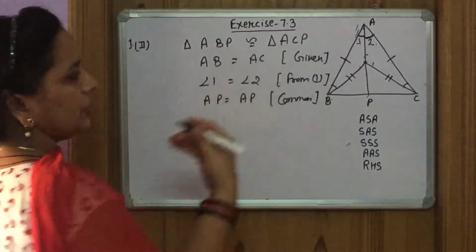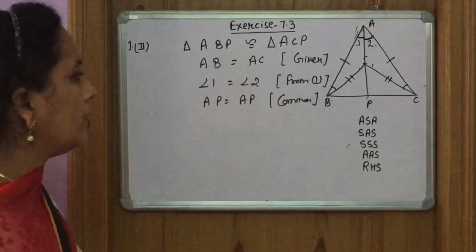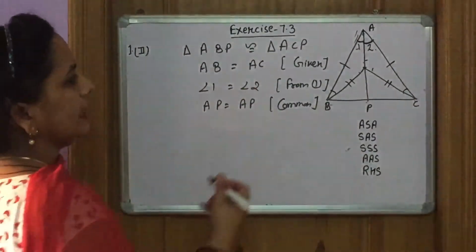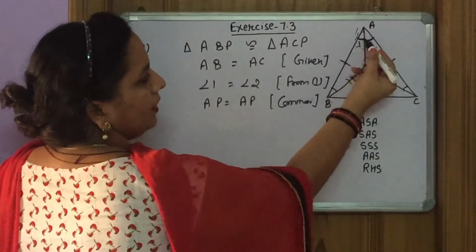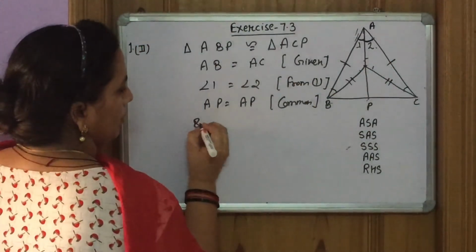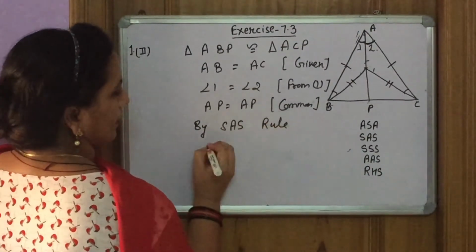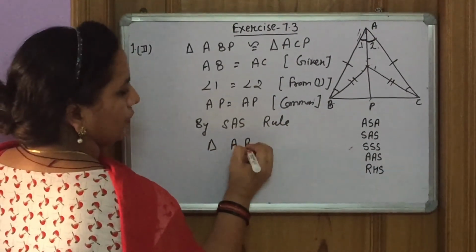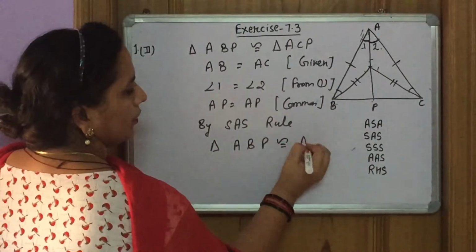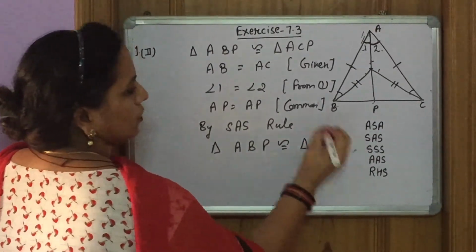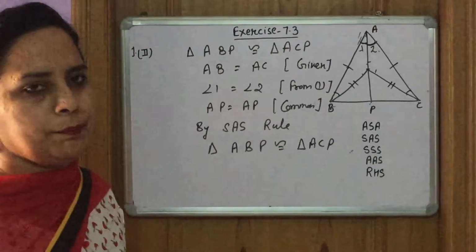So these are three terms. Now check the rule. Which rule is followed here? That is side angle side. So by the side angle side rule, these two triangles are congruent. So this is our second part.